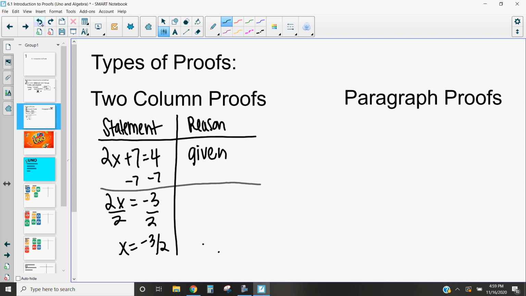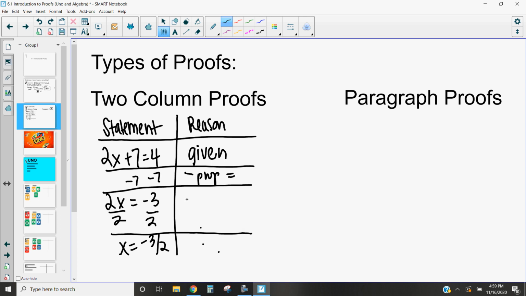So let's take a look here and talk about this step. Why can I subtract 7 from both sides? Well, there's a property called the subtraction property of equality that says I can subtract the same number from both sides and it still remains equal. Why can I divide both sides? That's right. The division property of equality also says that. So under this reason side, we would write down the subtraction property of equality, the division property of equality, things like that, and they will give us our reasons step by step.